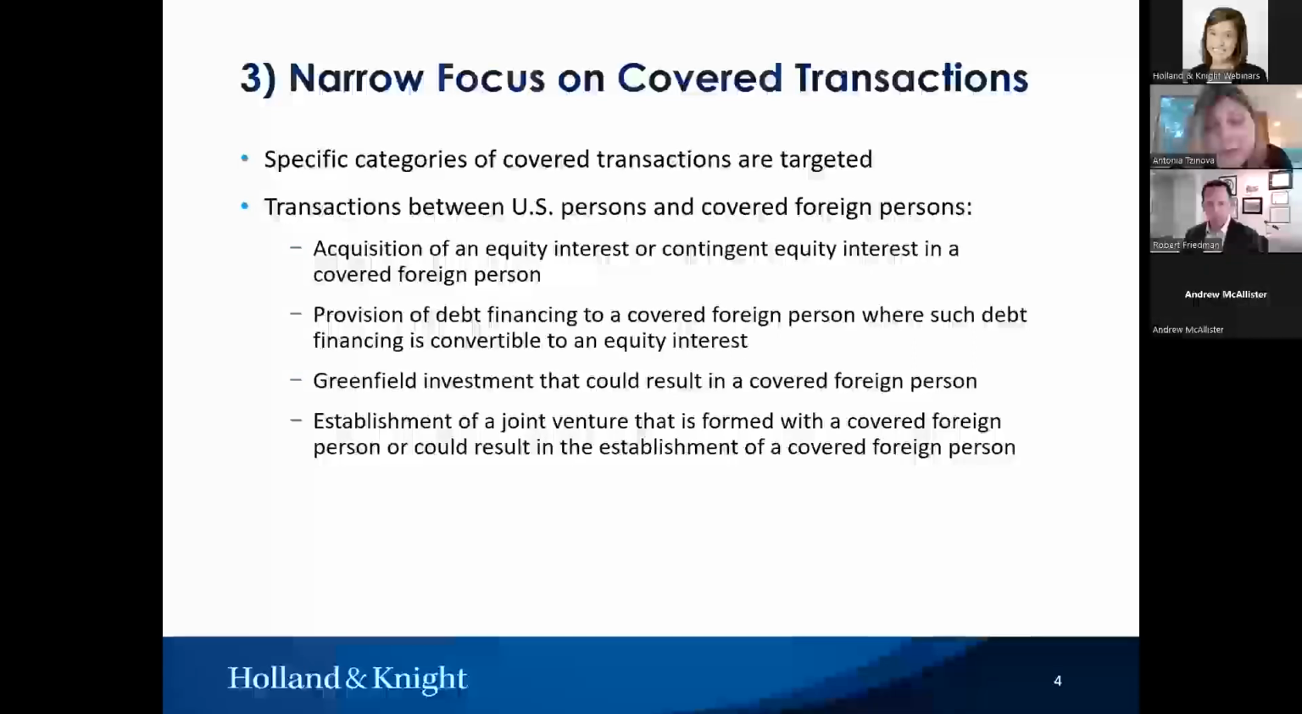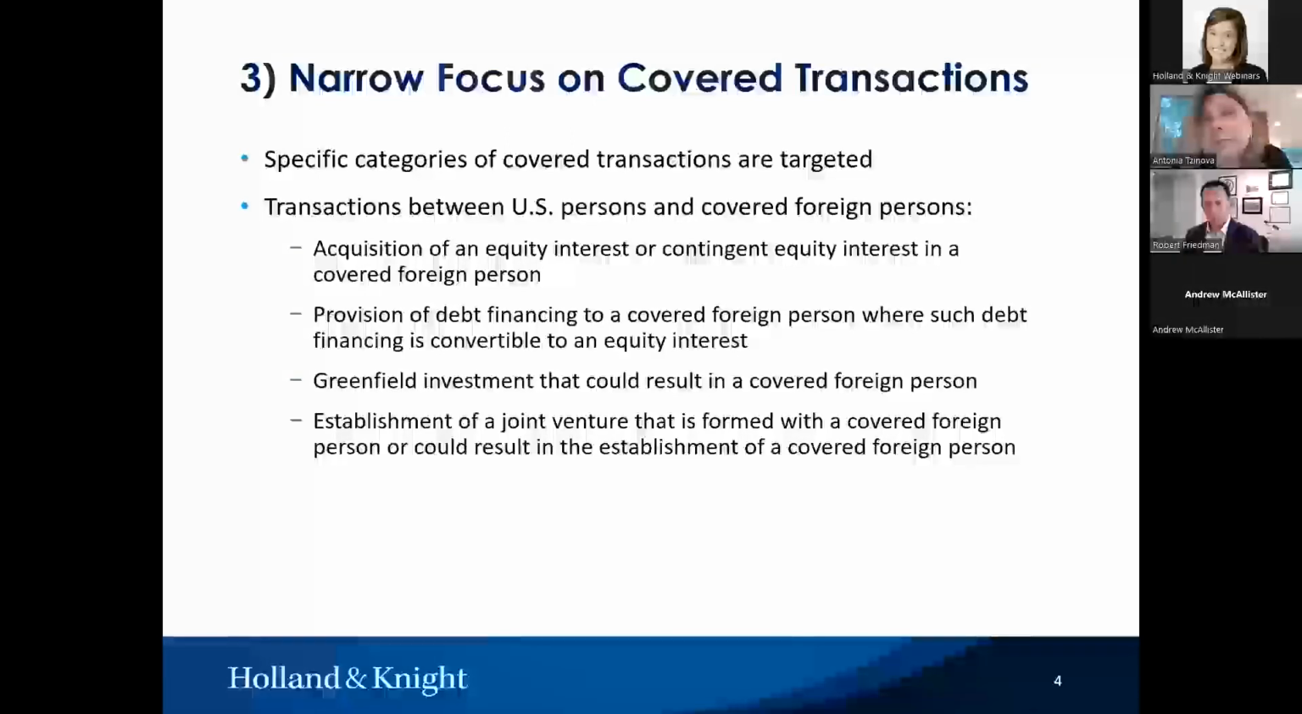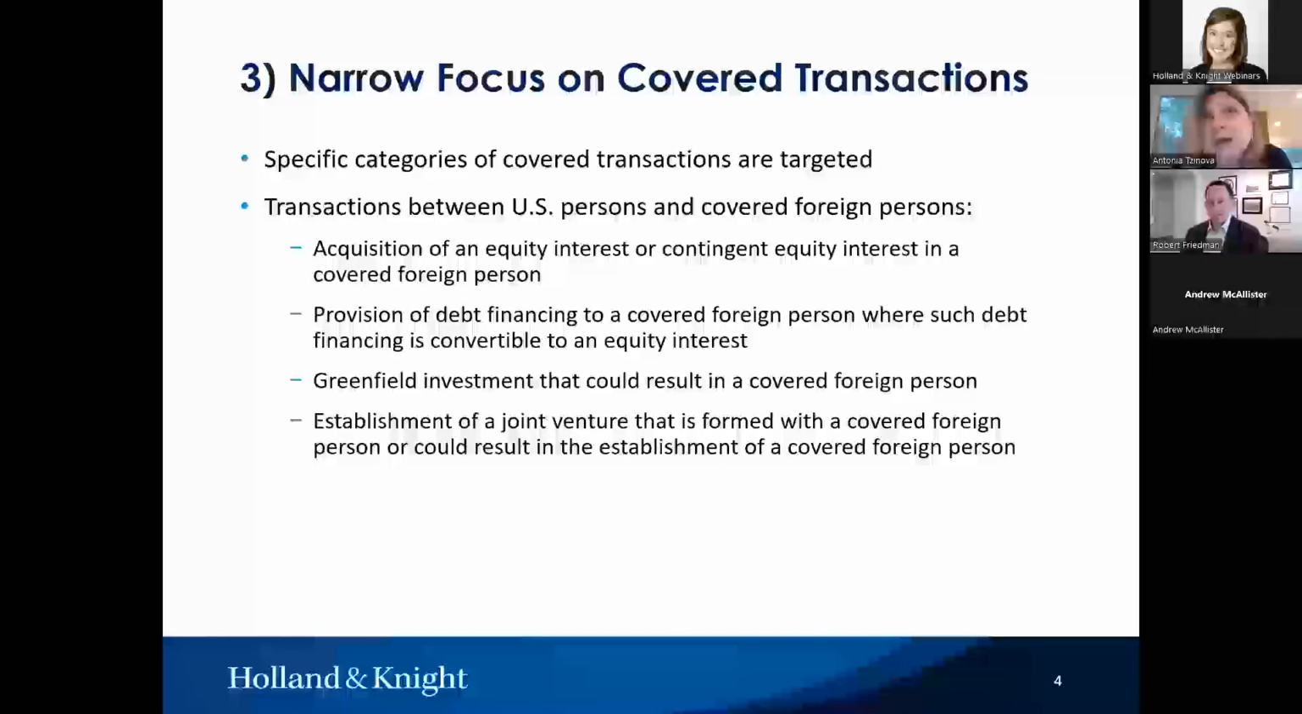I want to mention a couple of elements here that relate to what Andrew and Robbie said. The order is issued on the basis of IEEPA. For those of you who are familiar with economic sanctions administered by OFAC at the Treasury Department, you know that this is on the basis of national security. And the executive order directs Treasury.